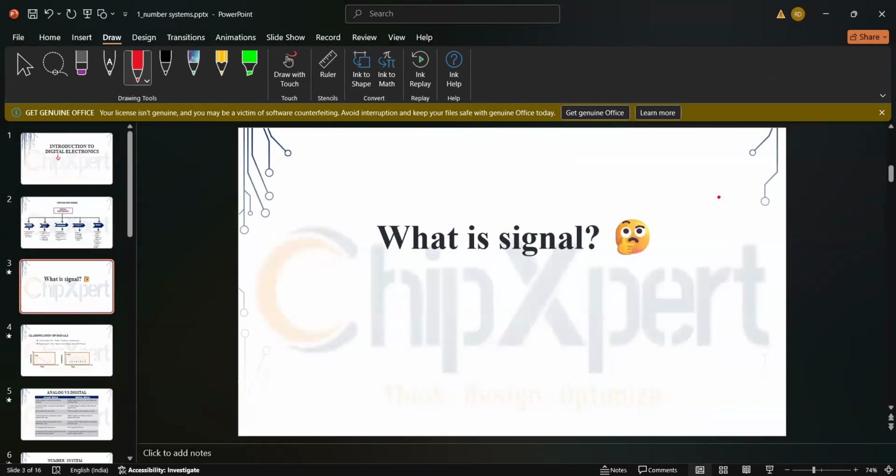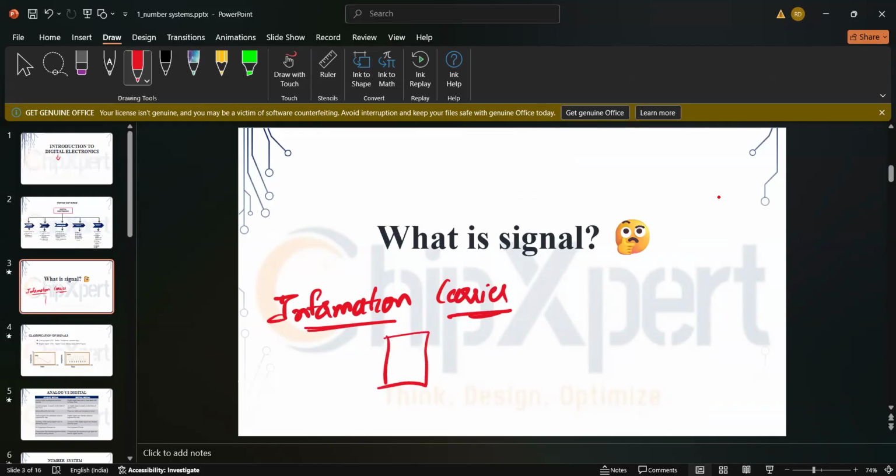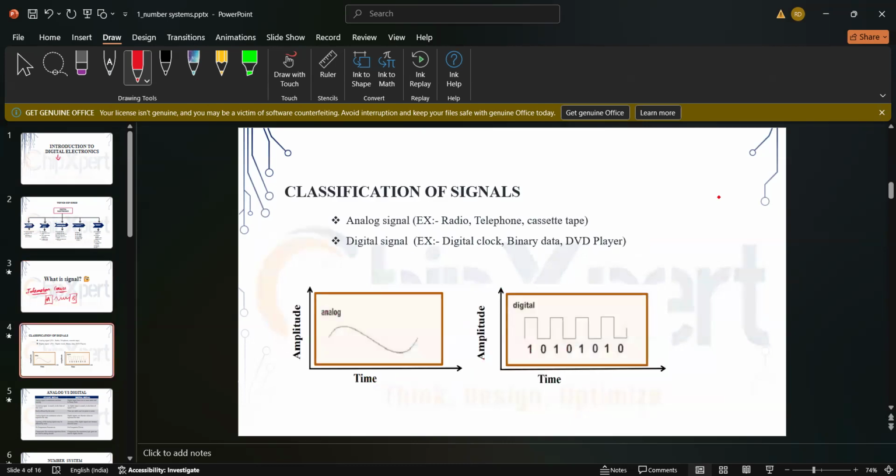And before going to that, what is meant by a signal? A signal is nothing but an information carrier. It is going to carry some information from one device to another device. That is what we call a signal. These signals are mainly classified into two types: one is analog signal and the other is digital signal.